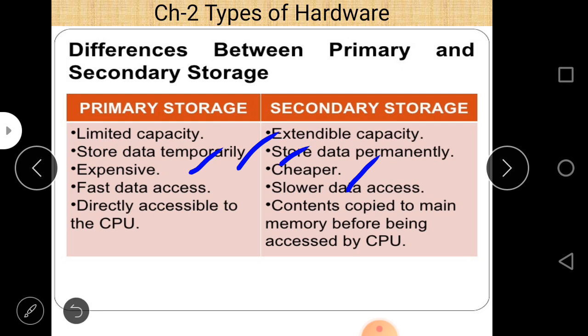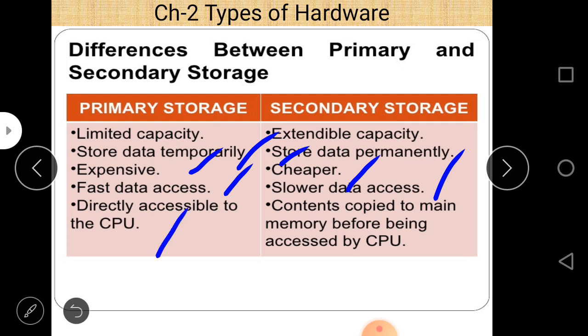Next point is fast data access. Primary memory accesses data very fast, while secondary storage data access, meaning read or write operation. There are only two types of operation regarding memory, whether it is read operation or write operation. So read and write operations are very fast in case of primary storage, but very slow in case of secondary storage.